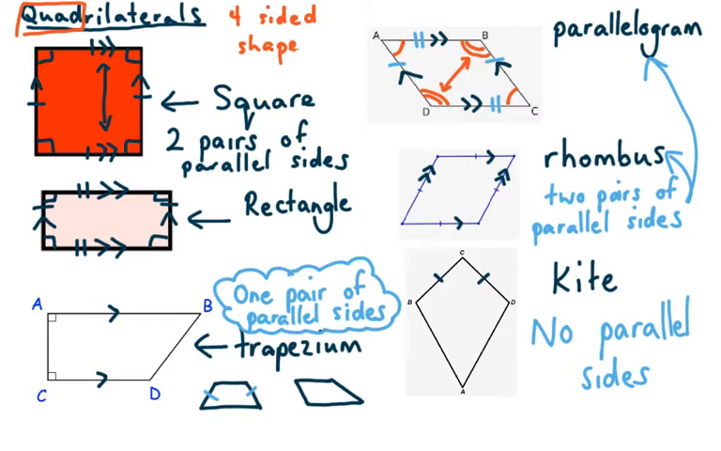These are quadrilaterals, four-sided shapes. Tomorrow we're going to look at triangles and what we call polygons, which are lots of different sides. But today, quadrilaterals, four-sided shapes. Make sure you know the names of them and the properties that I've talked about today.